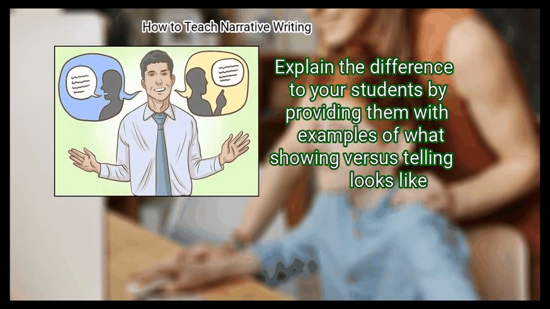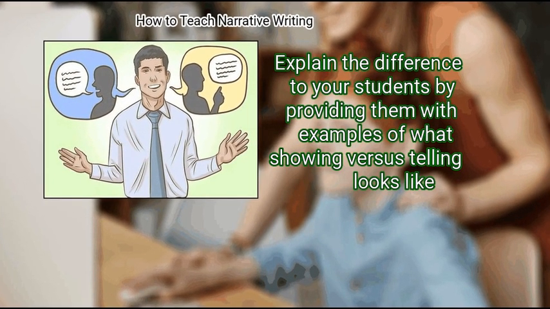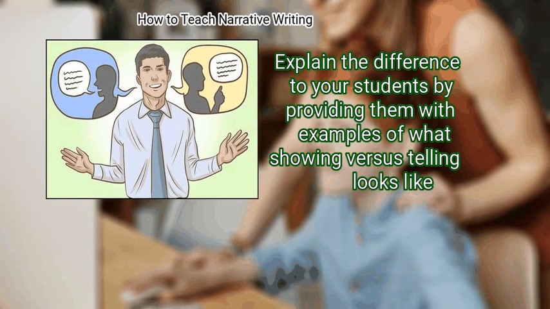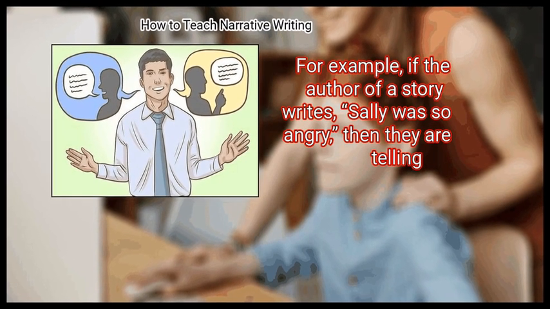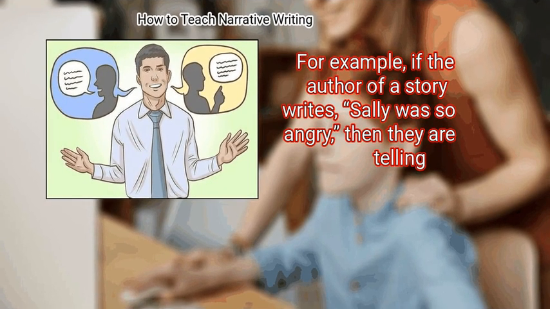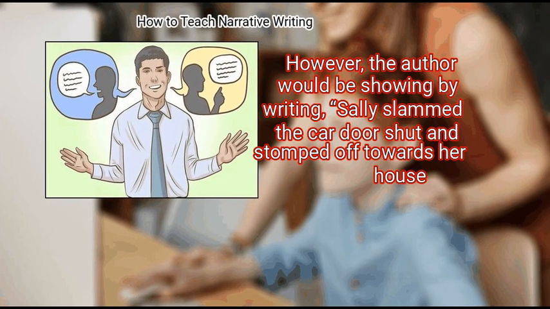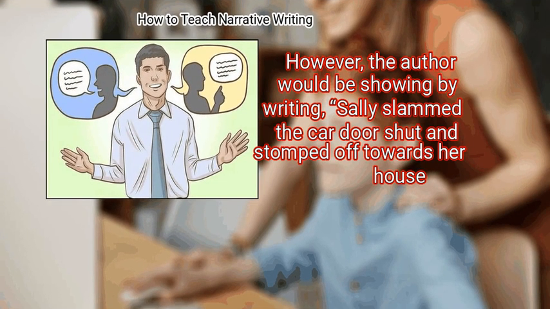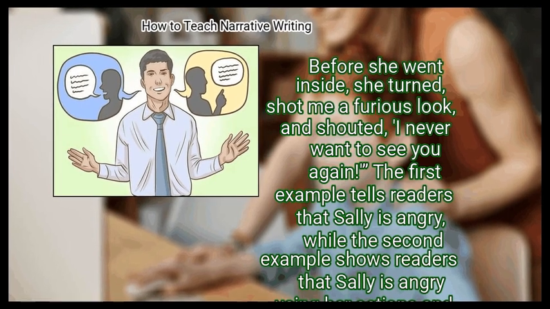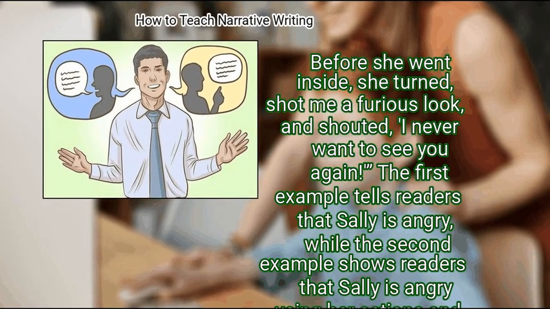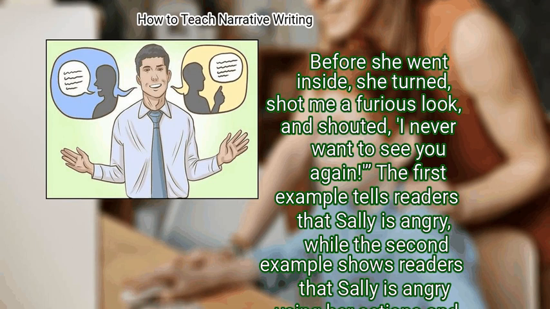Explain the difference to your students by providing them with examples of what showing versus telling looks like. For example, if the author of a story writes, "Sally was so angry," then they are telling. However, the author would be showing by writing, "Sally slammed the car door shut and stomped off towards her house. Before she went inside, she turned, shot me a furious look, and shouted, 'I never want to see you again.'" The first example tells readers that Sally is angry, while the second example shows readers that Sally is angry using her actions and words.